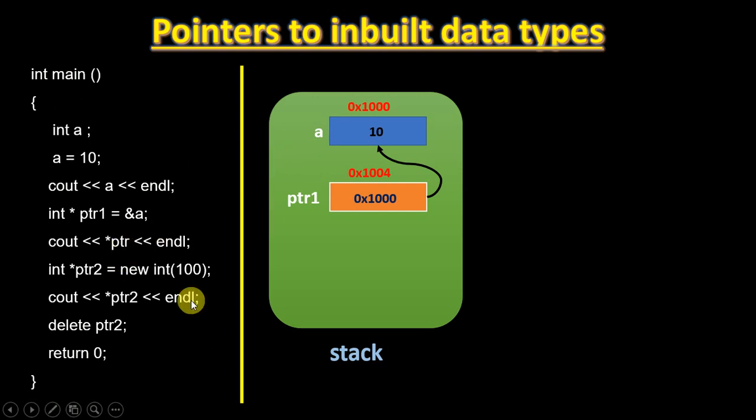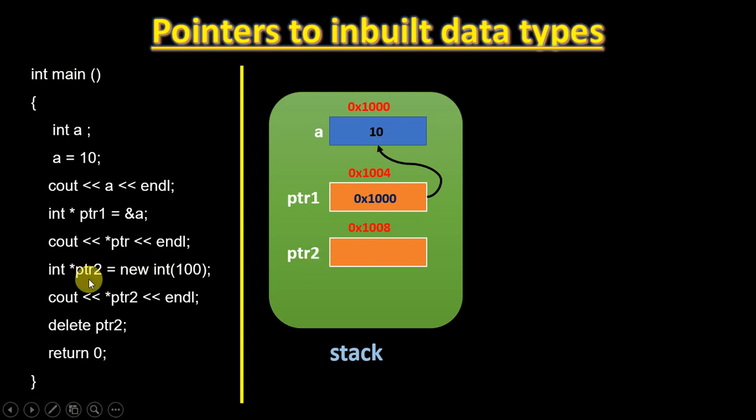Now this inbuilt variable is created in stack memory, and it is referred to by the name a. In the same way, I have a requirement to create an integer variable in the heap segment. For that, I am creating one pointer, int star ptr2, and ptr2 is created and some address will be given to it. Now this ptr1 is holding the address of an integer variable which is present in the stack segment.